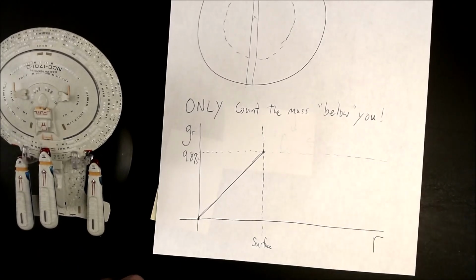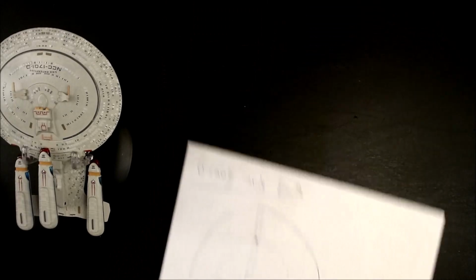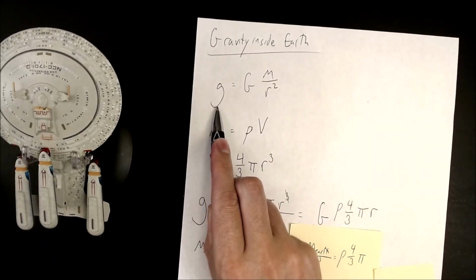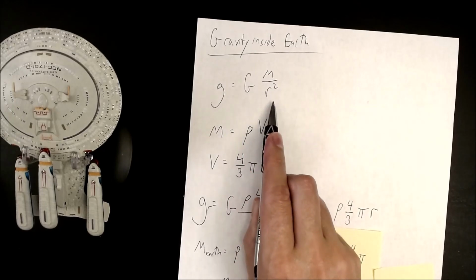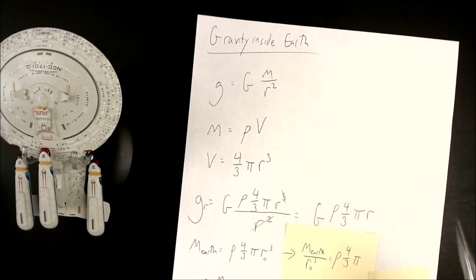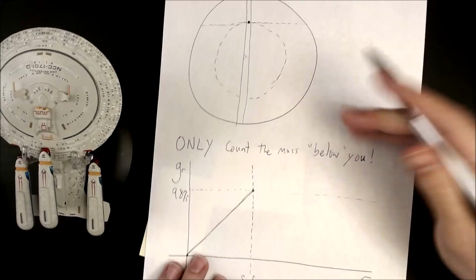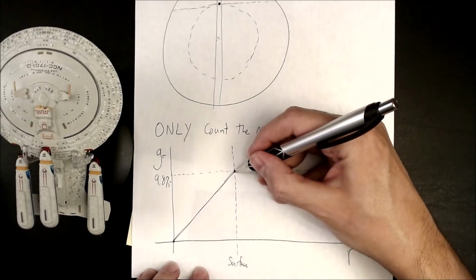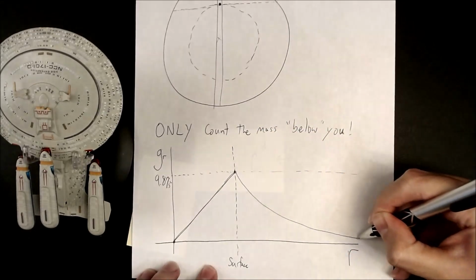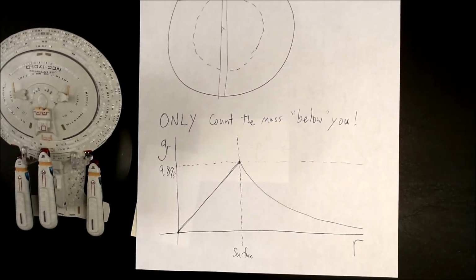Above the surface of the Earth, it behaves just as we have said before. The acceleration due to gravity is equal to G times the enclosed mass, which is just the whole mass of the Earth, divided by r squared. So a 1/r squared kind of graph looks about like this. This is the function of gravity beneath the surface of the Earth and above the surface of the Earth.